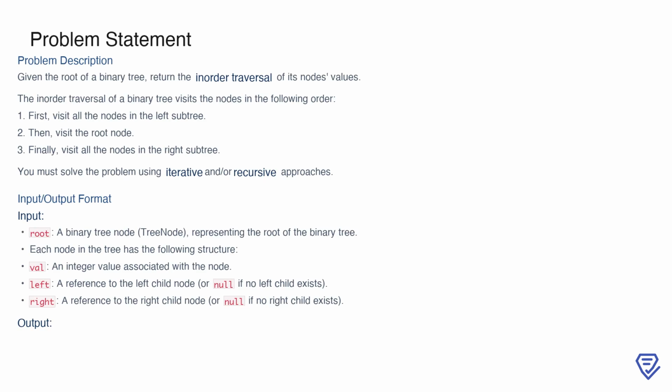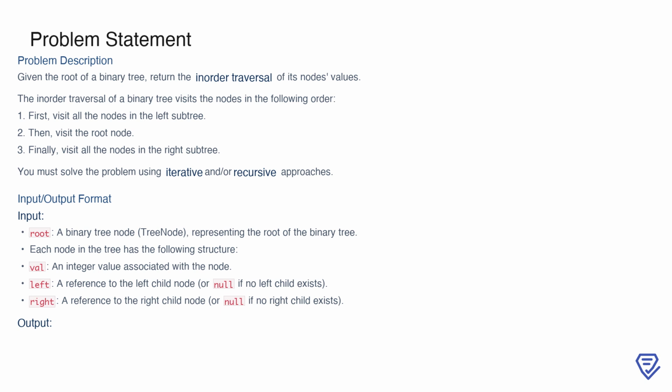In this problem, you are given the root of a binary tree, and your task is to return the Inorder Traversal of the tree's node values. Inorder Traversal follows a specific sequence. First, you visit all the nodes in the left subtree, then the root node, and finally, the nodes in the right subtree. You can solve this problem using either iterative or recursive approaches.